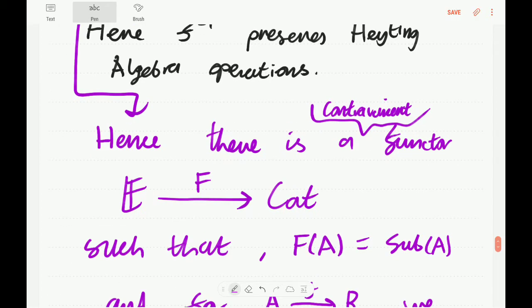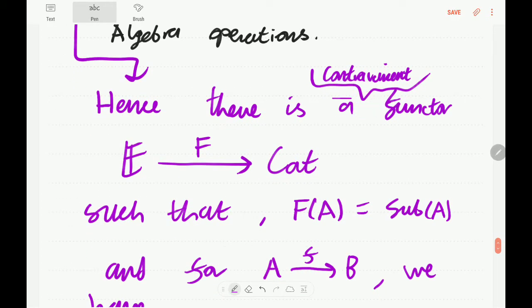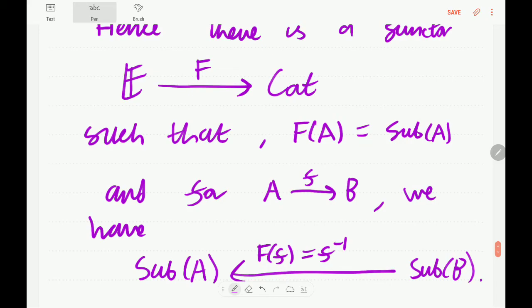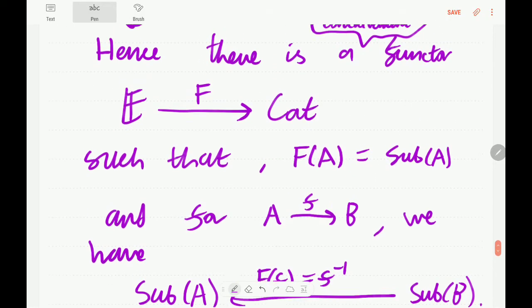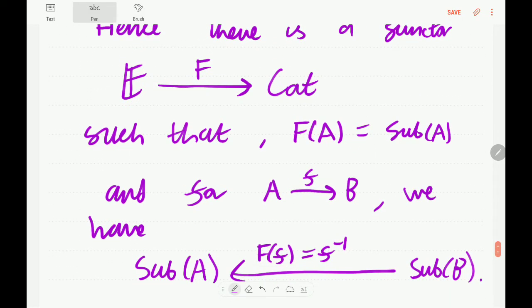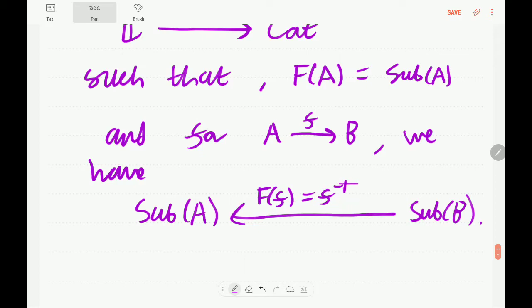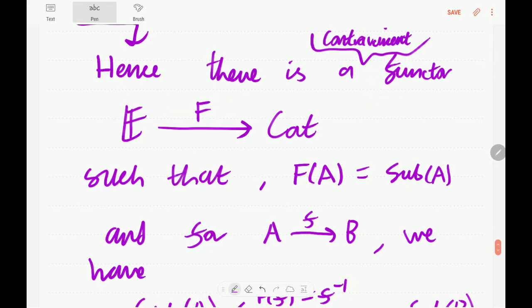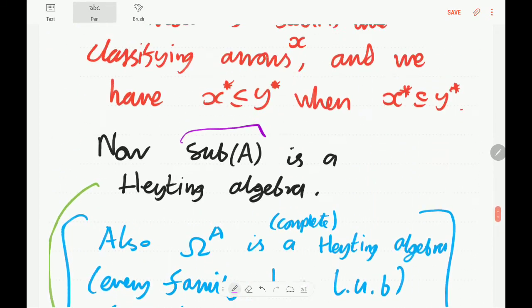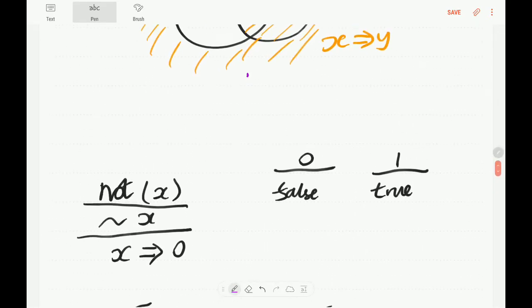Now, there's an interesting way we can use this to form a contravariant functor from our topos E to Set, where we send every object A of E to sub A, and we send every arrow F from A to B in E to this f to the minus 1 functor. This is a contravariant functor, capital F. Anyway, that's all the major stuff said.